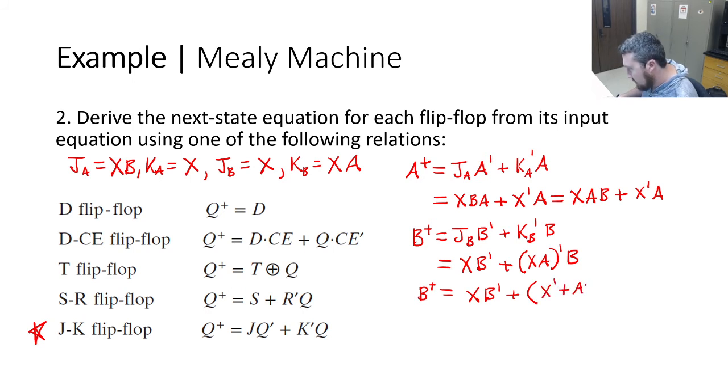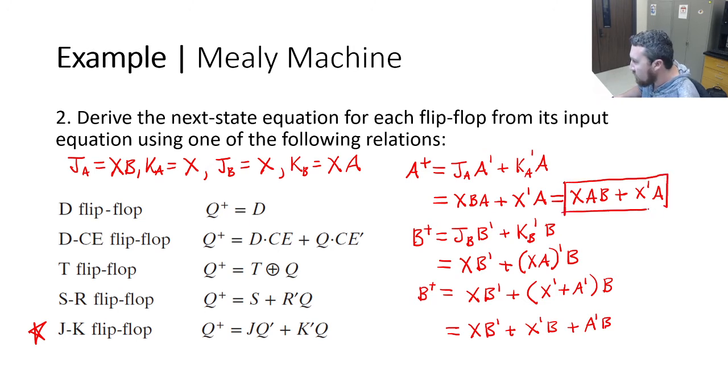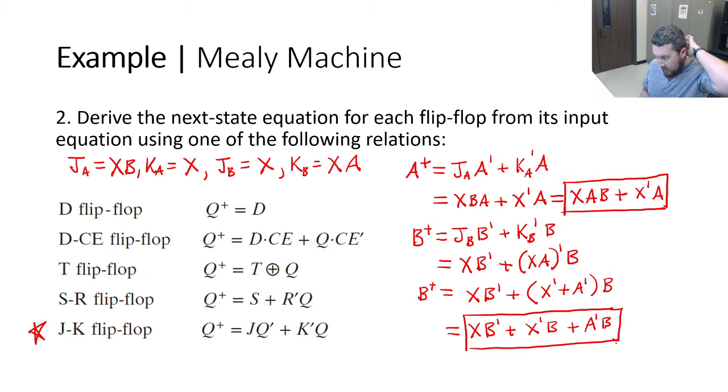Look here, even in the last lesson, we've got some De Morgan's theorem. X prime or A prime and B, and we need to simplify that down one more step. We're going to have X B prime still, or X prime B, or A prime B. So there's our characteristic equation for flip-flop A, and here's our characteristic equation for flip-flop B. Just like that. All right, so any questions about how we derived these equations?